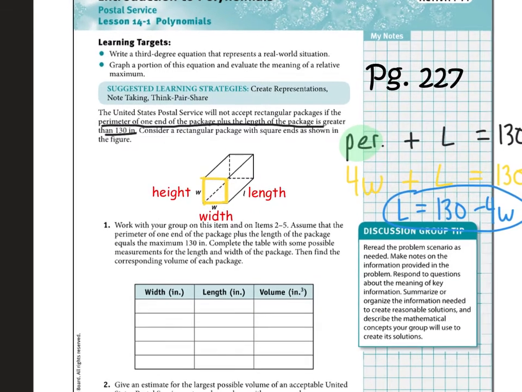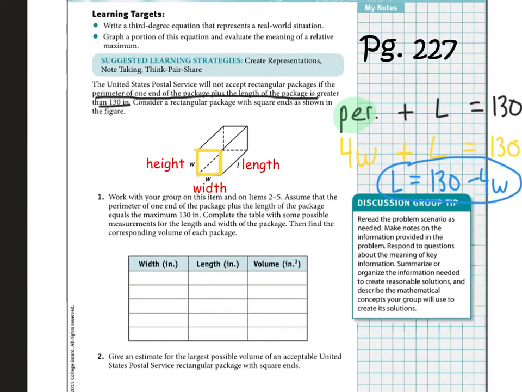If we think about it, we're going to have different widths and different lengths, and we're going to see what the volume is going to be. I'm going to fill this table in down here. With a group, we would do this together, but I'll do it for you. Let's assume that the perimeter of one end of the package plus the length equals the 130, which we already set up. Let's complete the table with some possible measurements for the length and width, and then we'll find the volume.